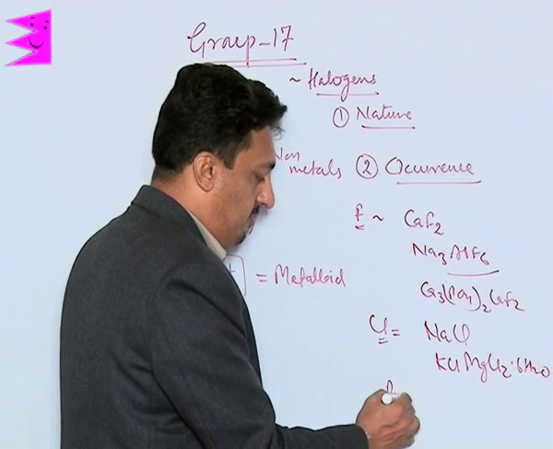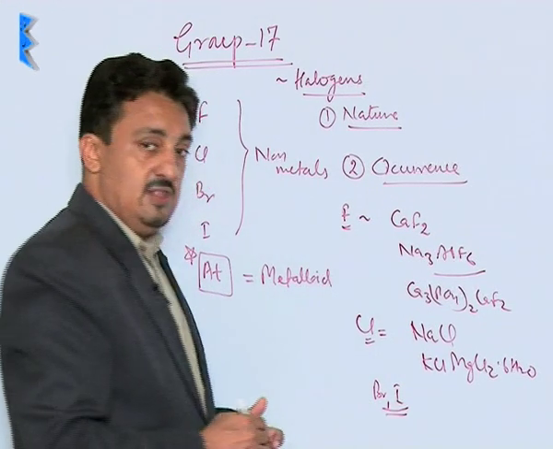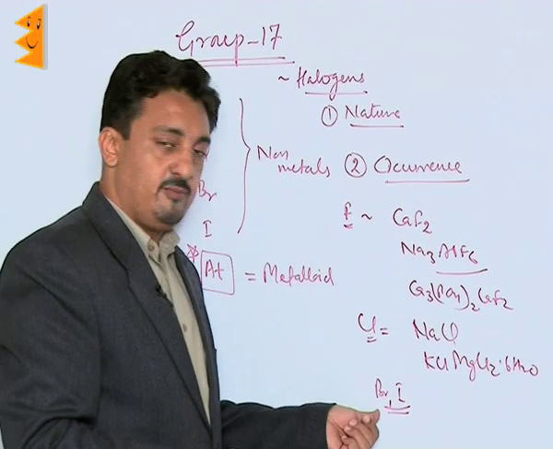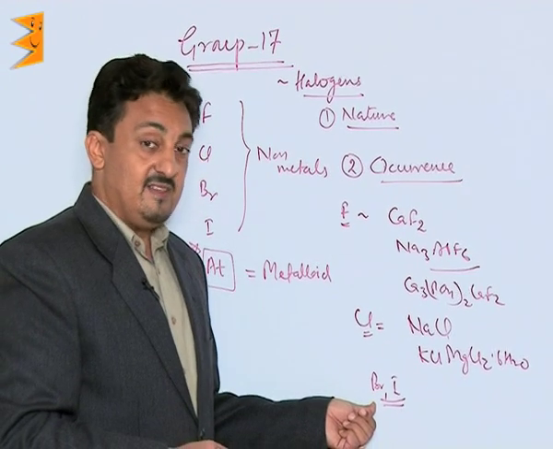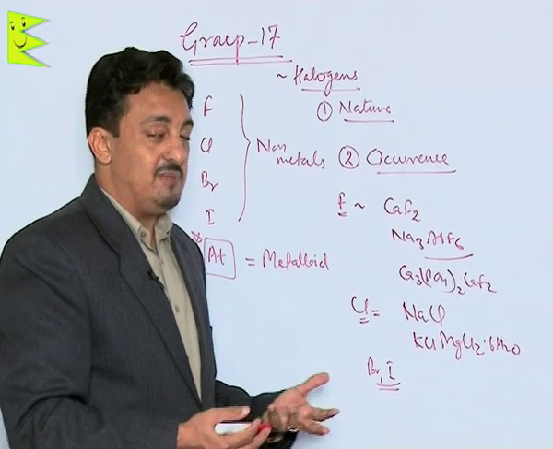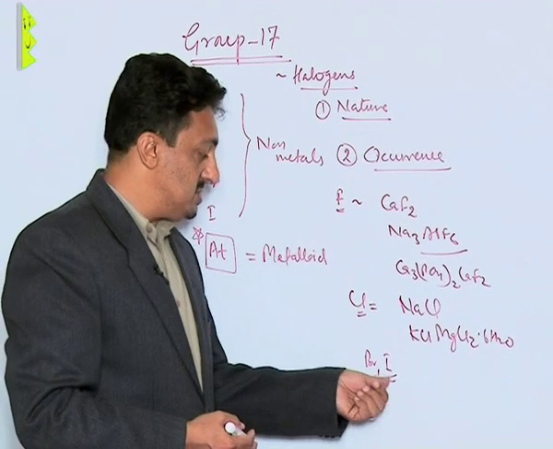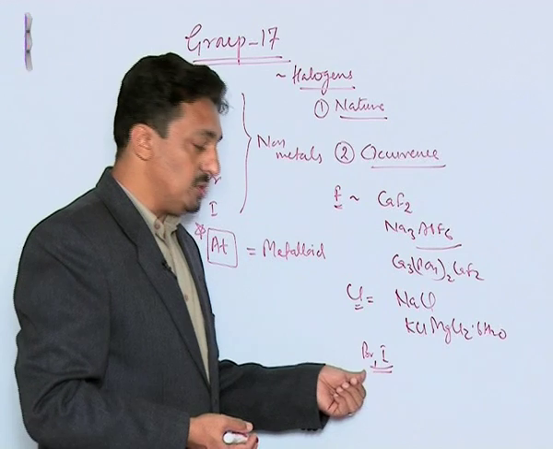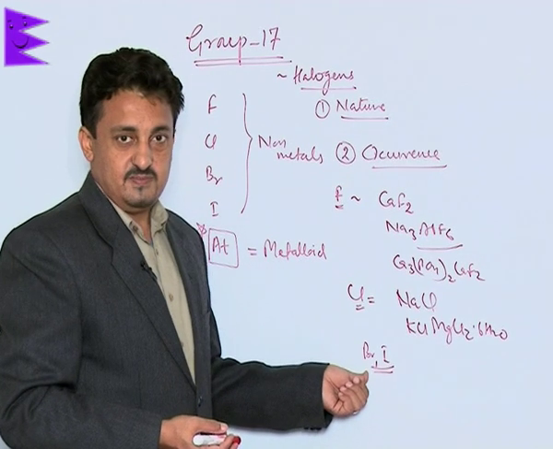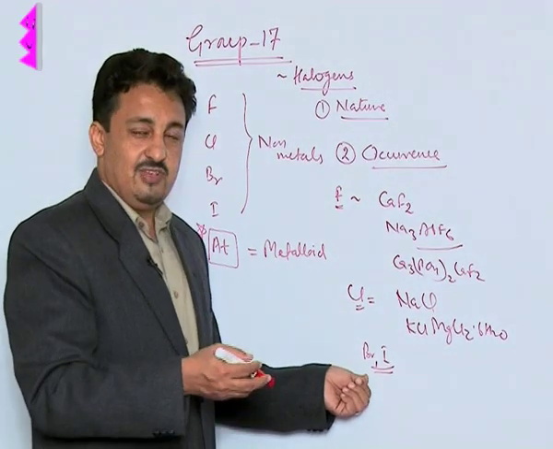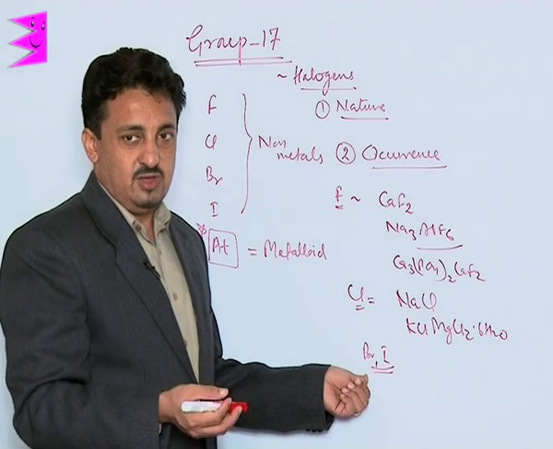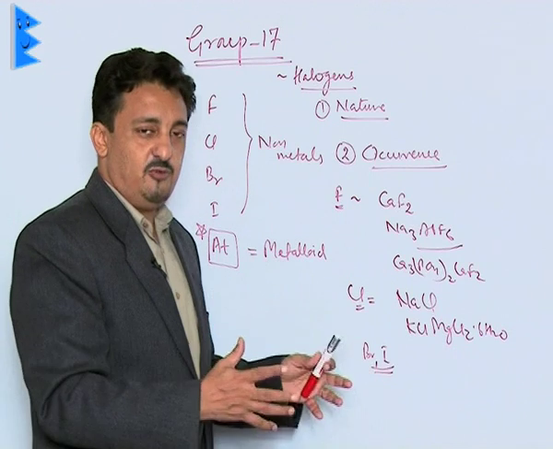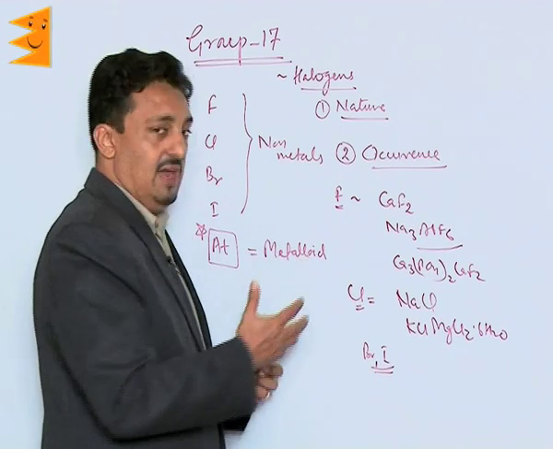Now let's talk about bromine and iodine. They are also present in the seawater. Seawater is one of the major sources of bromine and iodine. They are present in the seabeds and sea plants. The main source of iodine is again those sea plants, and it can also be obtained from other salts, like Chile saltpeter, which contains a small amount of sodium iodide also. So this is how they occur in nature, mainly in the form of salts. That is why they are called halogens.